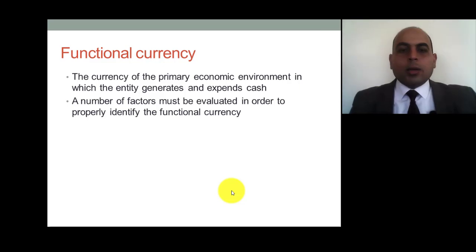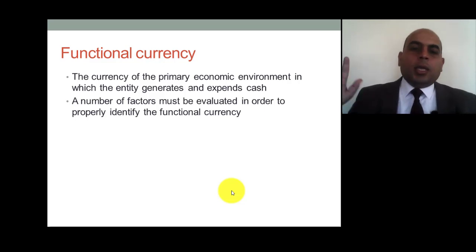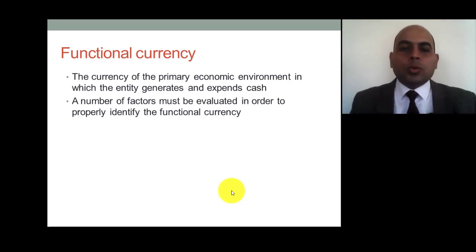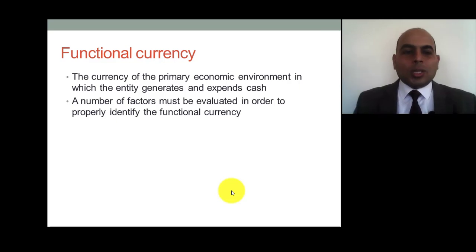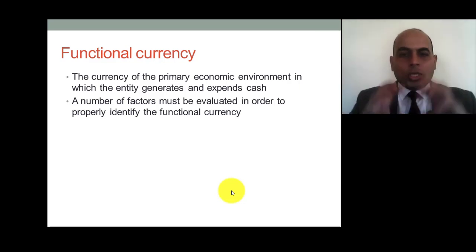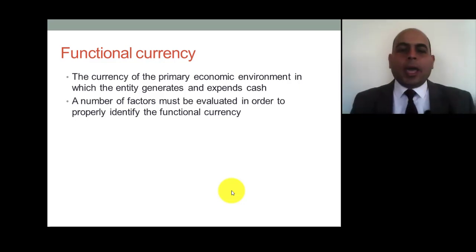Mostly here, for example, in Palestine, we use shekel. In Egypt, mostly they use Egyptian pound. In Jordan, they use Jordanian dinar. In the UK, they use British pound. In the US, they use US dollar. So mostly the functional currency is the primary economic environment in which the entity generates and expends cash.